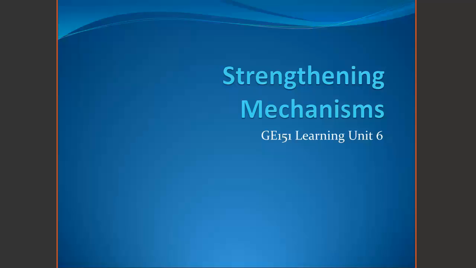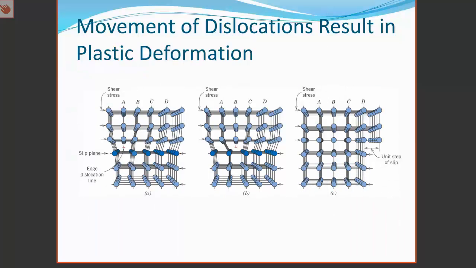Hello, welcome. Welcome to Learning Unit 6, which is about strengthening mechanisms. We learned in previous learning units that the movement of dislocations is responsible for plastic deformation.